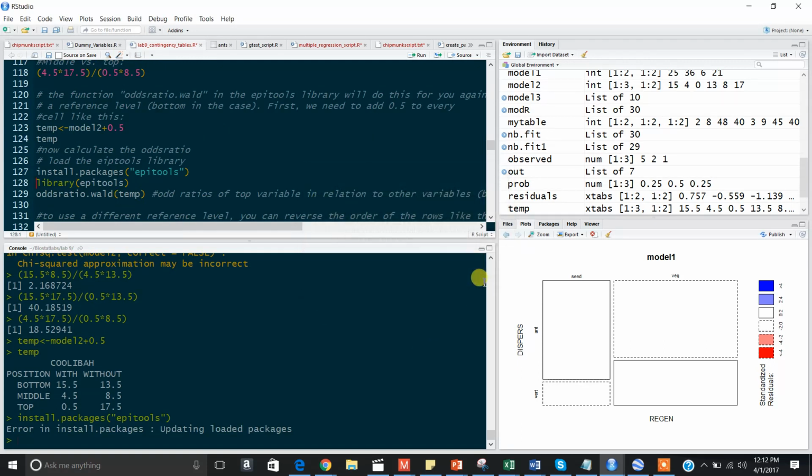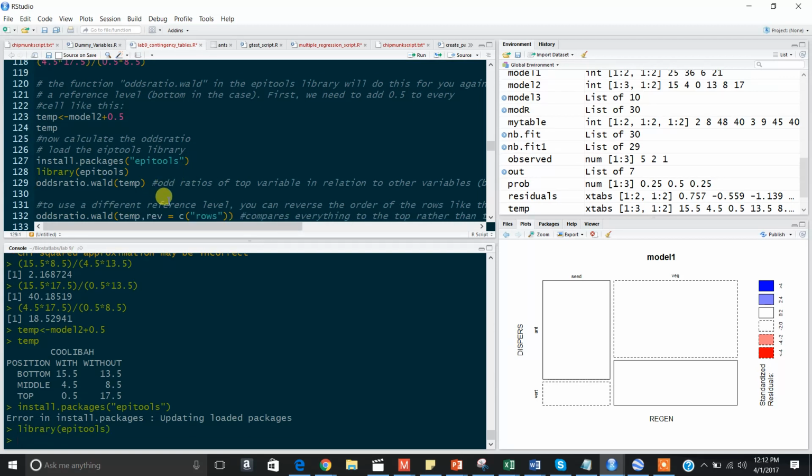I already have it, so R is yelling at me. But if you don't have it, just go to Packages and type in EpiTools. And then we're going to run the library once you have it installed. Okay, so again, the function is called oddsratio.wald. So we're going to run it on our new model, which we've called temp, which has 0.5 added to all the variables.